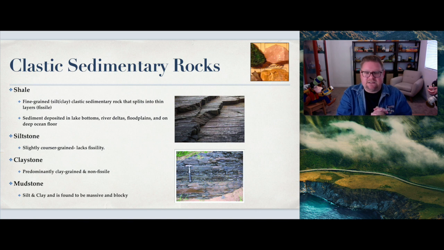Siltstone is slightly coarser. It lacks fissility, which means it doesn't peel nicely or break into sheets. As we can see in this photo here, we can see those nice parallel sheets that are found.